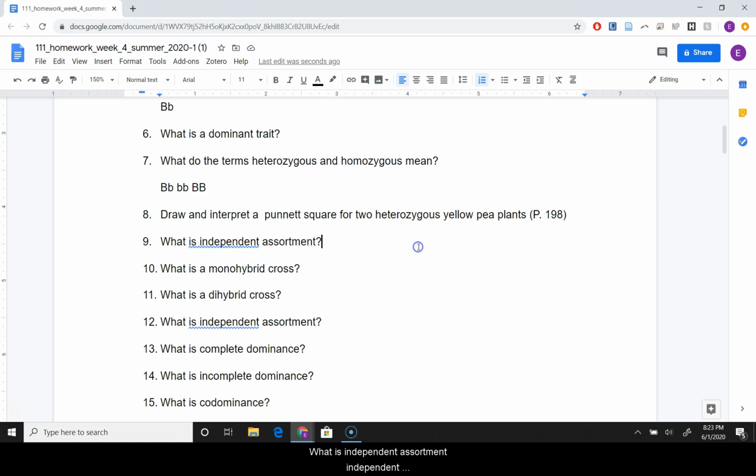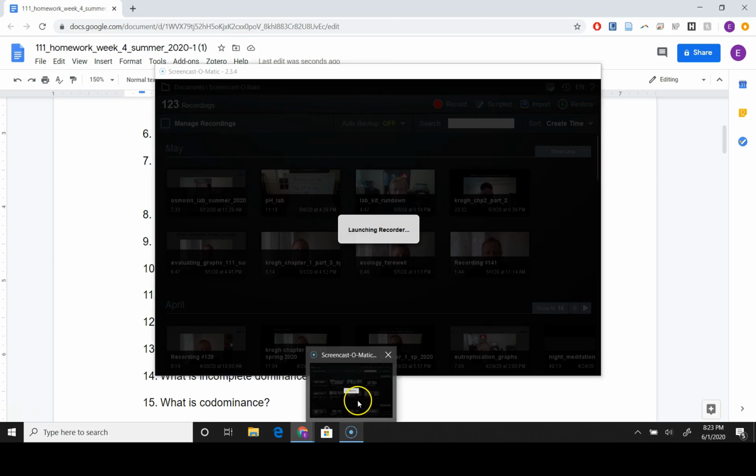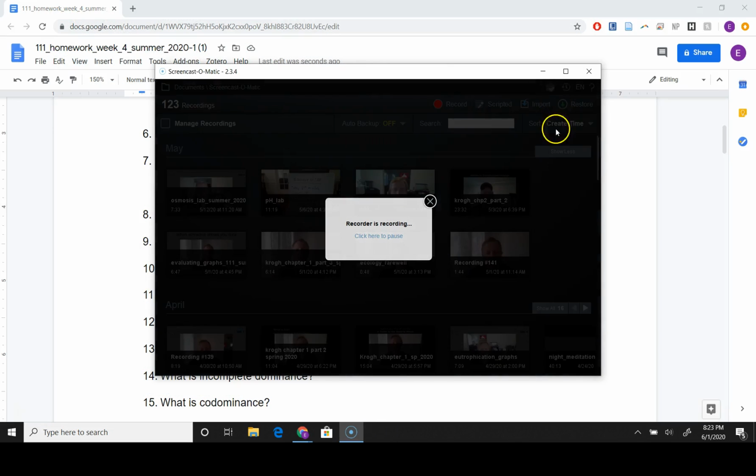What is independent assortment? Independent assortment, this goes back to meiosis, and you should go back to the lecture for this one. What happens in independent assortment is that whichever version of the alleles you get, it's kind of random. It doesn't make a difference which one goes where. So let me see if I can draw this. Where's my recorder?